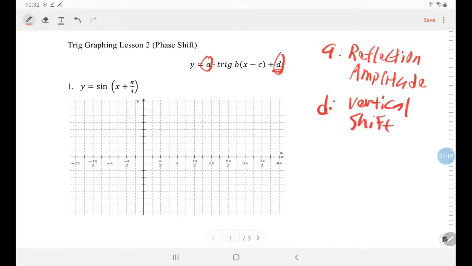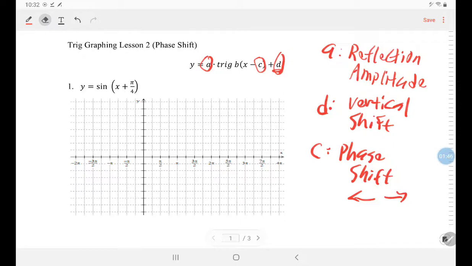Before we talk about B or the frequency, I want to get good at C, and then we'll talk about that. C is what is called a phase shift. What is a phase shift? Phase shift is a shift to the left or the right. You're shifting the function to the left or the right. It's horizontal shifting is basically what's going on.